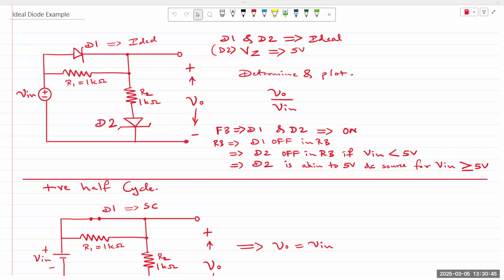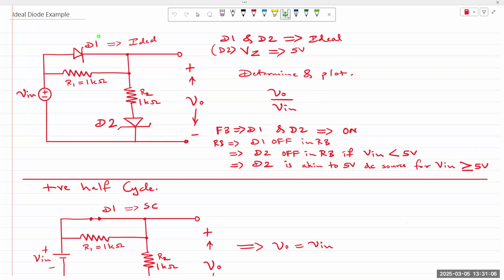All right, second problem. Shall we begin? Okay, as I said, similar circuit, except we now have an additional diode in there. This additional diode is a Zener diode. The Zener voltage is 5 volts. Determine and plot the transfer function V out over V in.